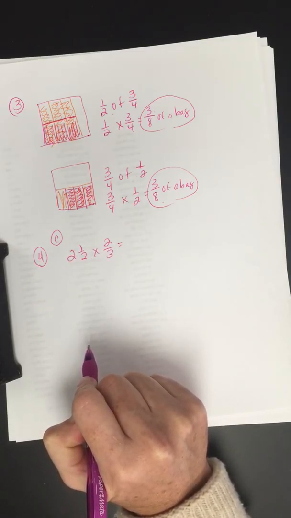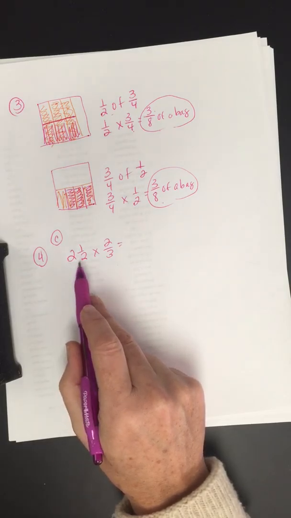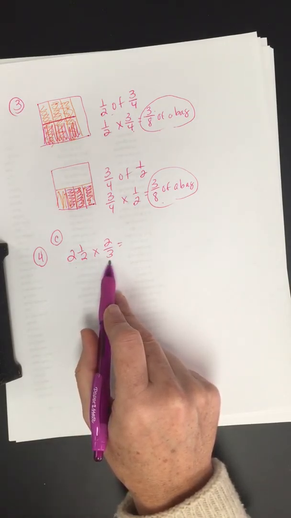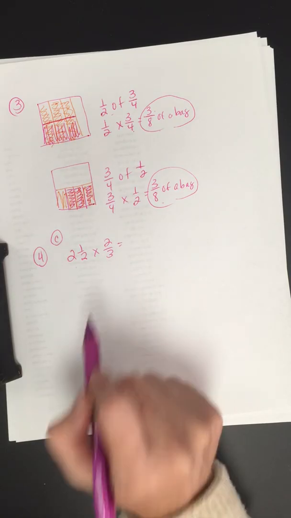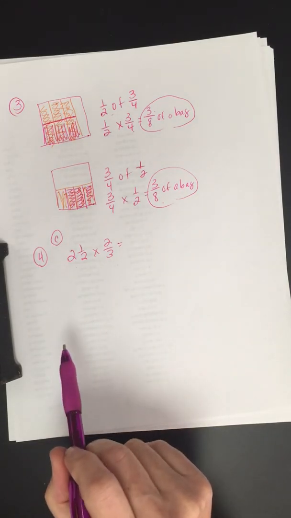Or maybe you have 2.5 bars of candy and you shared 2/3 of them. Your question would be, how much candy did they eat? Or how many brownies did they eat? Those kinds of problems are examples.